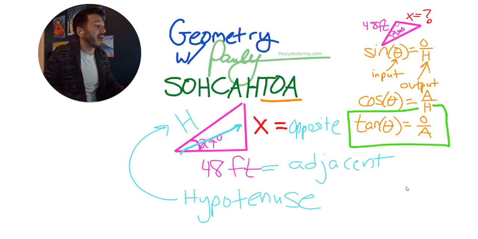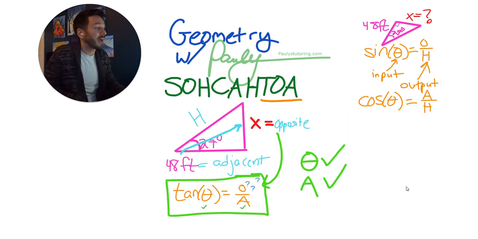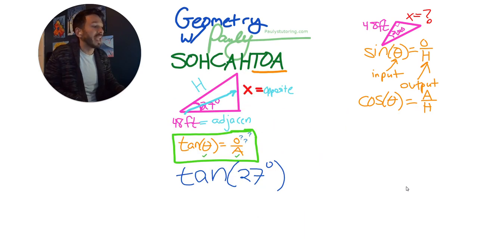So we have to focus on tangent because we have the angle, we're only missing opposite, and we have adjacent. You couldn't use one of the functions with h in it because we don't have h. We don't have the hypotenuse, so that eliminates sine and cosine. We have two out of the three things, right? So now let's start putting it in. We have theta, we have adjacent. So the tan of 27 equals x over 48.